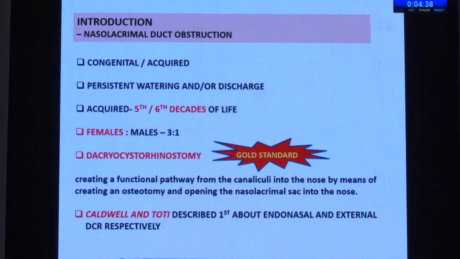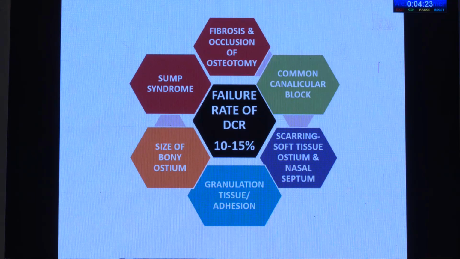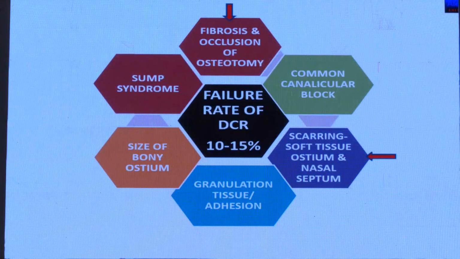The gold standard surgery to deal with this is the conventional method of dacryocystorhinostomy. But there have been many modifications of this conventional method. Although the failure rate with conventional DCR is 10 to 15% due to many reasons, fibrosis, scarring, and granulation tissue at the site of osteotomy are the most important factors.